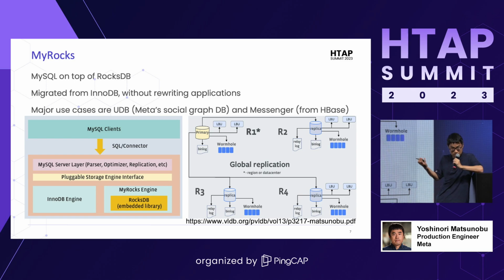One of the largest use cases is called UDB, which stores users' activities like Facebook likes or comments. These reactions are stored in the UDB database, which is a MySQL database. Prior to using RocksDB, we stored them in the default MySQL storage engine called InnoDB, which is a very popular B-tree database engine.